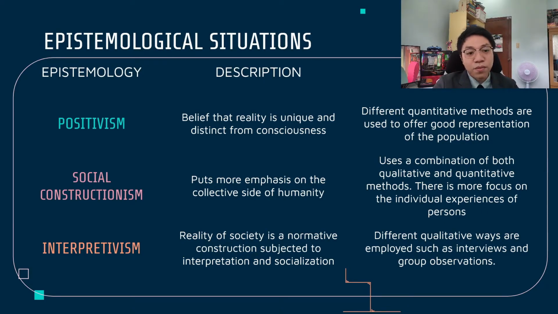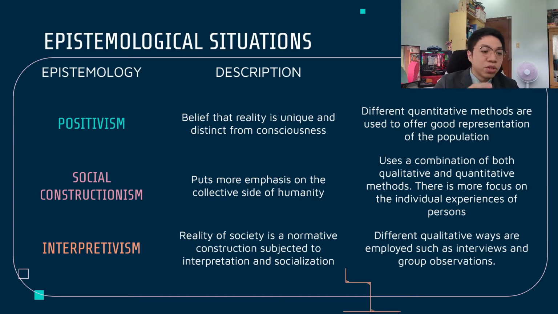The first of them would be positivism, which is the belief that reality is unique and distinct, and it is also distinct from consciousness. So, how does one who views the world through positivism conduct research? They do this by using different quantitative methods that offer a good representation of the population.